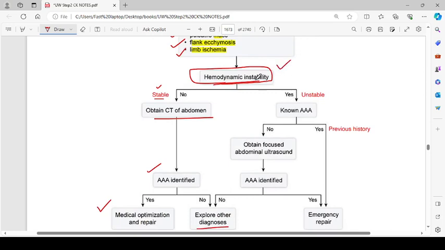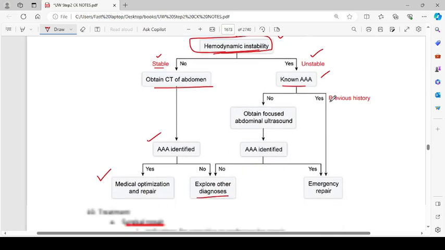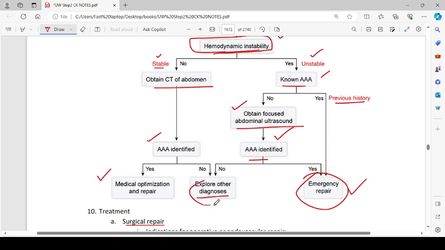Now, if the person is a hemodynamically unstable patient with a known abdominal aortic aneurysm, perform the emergency repair. If there is no previous history, obtain a focused abdominal ultrasound. If you can see free fluid or you can find an abdominal aortic aneurysm, perform emergency repair. If not, then look for other causes of hemodynamic instability.